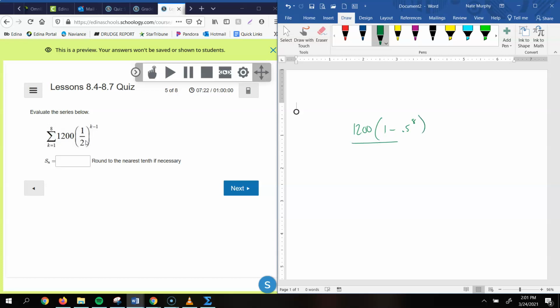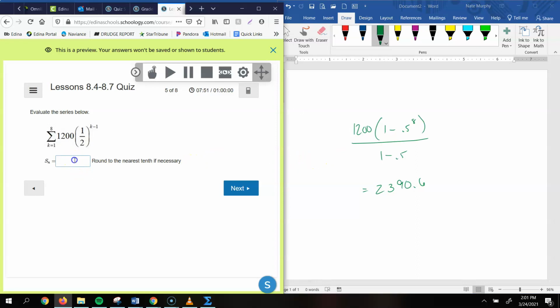And since there's an 8 on top of the summation notation, the sigma there, that tells me that there's a total of 8 numbers in the series. So we take 1,200 times 1 minus 0.5 to the 8th power and divide that by 1 minus 0.5. And when we do that on the calculator, you end up getting $2,390.625, which we'll just round to the nearest tenth. 2,390.6 would be your answer there.